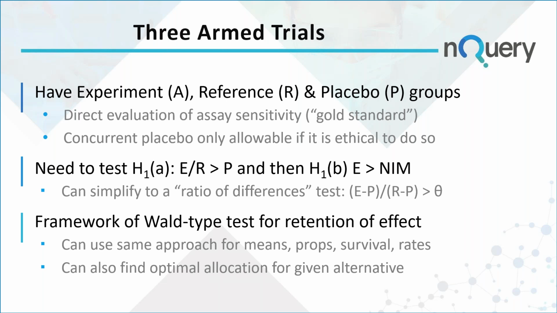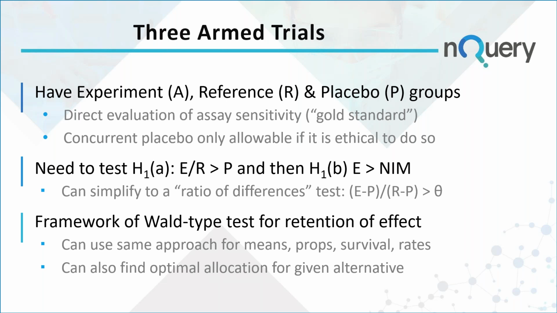But a nice situation here is that you can simplify that down really to a ratio of differences test, where you're comparing the experiment versus placebo, or E minus P, over reference minus placebo, and you want that effect to be no worse than some ratio of those differences. And therefore you can have a nice Wald type test for the retention of effect using this framework.